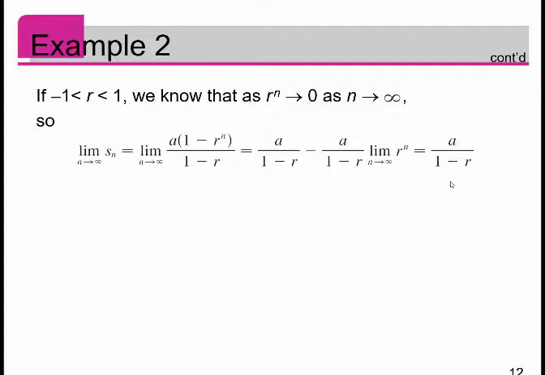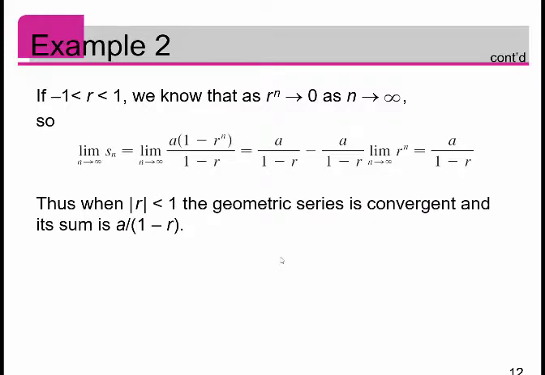All right, so if r is between -1 and 1, we know that r raised to the nth power goes to 0 as n goes to infinity. So if it's between -1 and 1, the limit as n goes to infinity of s sub n is equal to the limit as n goes to infinity of a times 1 minus r to the n over 1 minus r. Here I'm just splitting this fraction up like this. So it's equal to a over 1 minus r, because that's this part, minus a times r to the n over 1 minus r. Well, the limit as n goes to infinity of that r to the n part just goes to 0, and you're just left with a over 1 minus r.